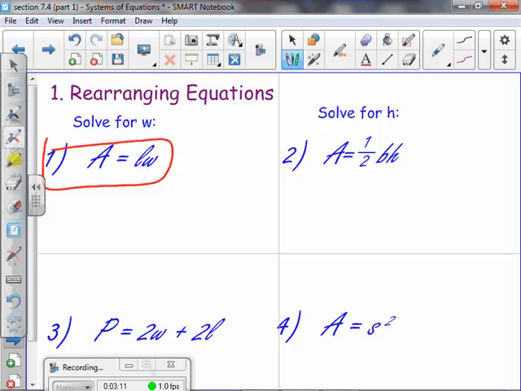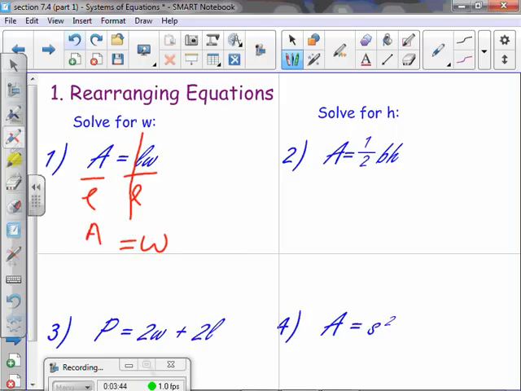But what we can do with formulas is we have free range to manipulate them, and the way we do it is like this. We say, well, what do I want by itself? I want w. The word solve means get w by itself. Okay? So I start with area equals length times width, and then I divide by L, and I divide by L. Look what happens when I do that. L divided by L is just 1, and so what's left over here is w. W is equal to A divided by L. Okay? So that is how I solve for w.